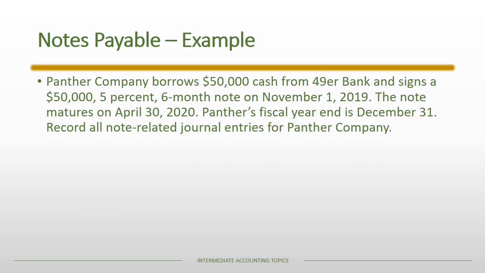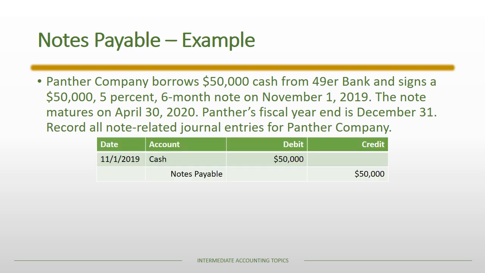All right, let's use an example. Panther Company borrows $50,000 cash from 49er Bank and signs a $50,000 5% 6-month note on November 1st, 2019. The note matures 6 months later, and of course there is a fiscal year end. One thing to note here, because the firm raised $50,000 cash, that means that the contractual rate, which is 5%, is equal to the market rate. Otherwise, it would have been issued for an amount different than $50,000. And so we do have an initial entry. We have the cash that we receive, and now we have this unavoidable obligation to pay $50,000 at some point in the future.